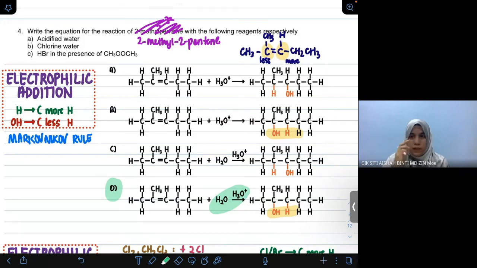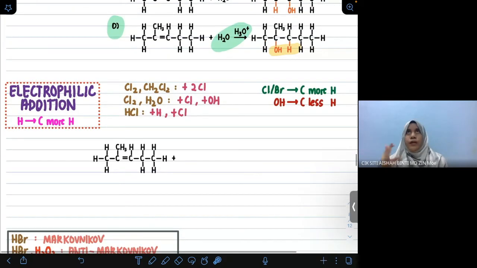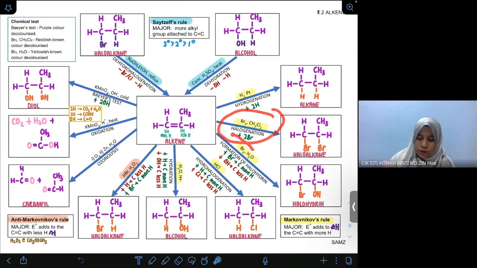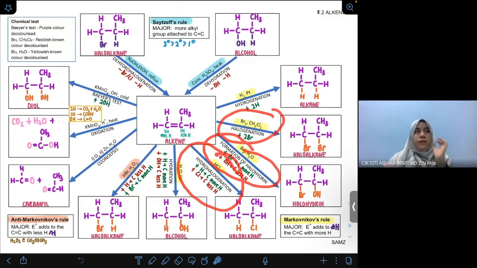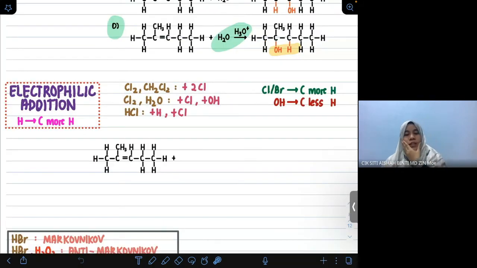Okay, the next question we're going to look at is chlorine water. For electrophilic addition, when we react with halogens, there are 3 different cases. If you look at my map, when we see a halogen, it is halogenation, formation of halohydrin, or hydrohalogenation. It means that one of the atoms added must be chlorine. So from here, I have simplified it for you. For example, chlorine in an inert solvent.